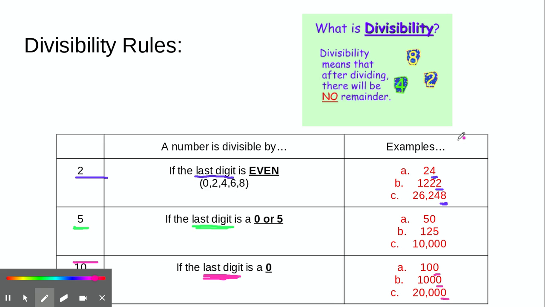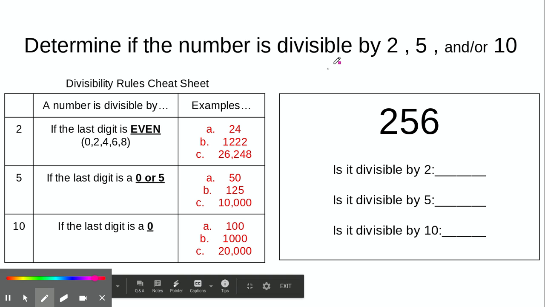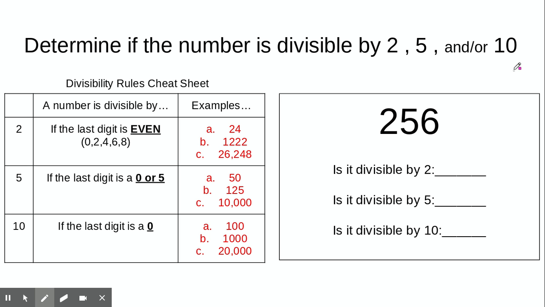So we don't need to memorize, but we need to study this chart and get a grasp of coming up with a number and deciding if it is divisible by 2, 5, or 10. All right, so we will reference this chart as we work through these problems. Determine if the number is divisible by 2, 5, and/or 10. So it can be divisible by more than just one of these. And then here's our little cheat sheet.